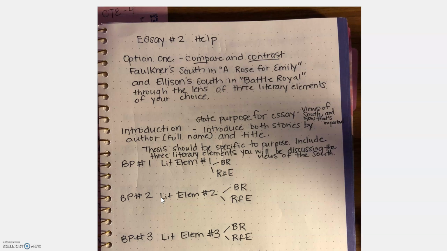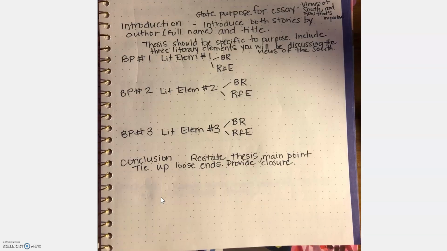Body paragraph 2, literary element 2, and in Battle Royal, and then A Rose for Emily, and then body paragraph 3 would be literary element 3 with Battle Royal and A Rose for Emily, and then your conclusion. You want to restate the thesis and your main points, tie up your loose ends, and provide closure.